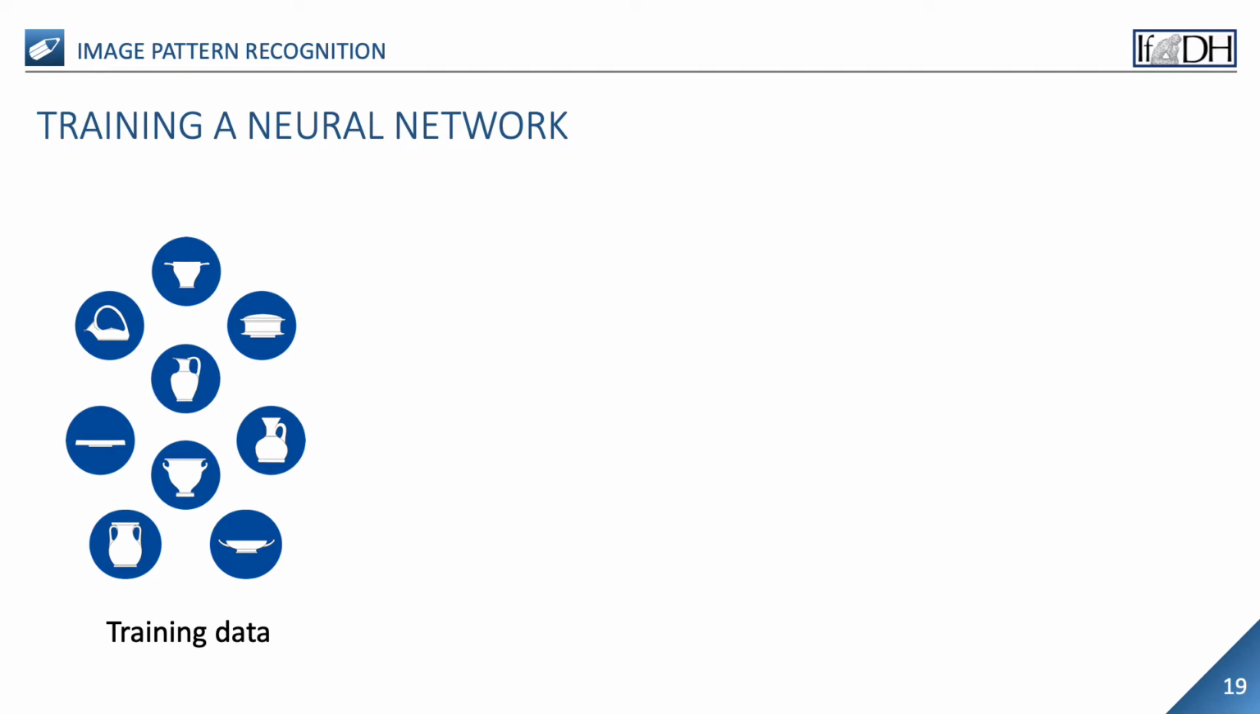For this purpose, a neural network is fed with thousands of annotated photos during the training phase. In our example, there are different vessel shapes that are to be learned. This means that the machine learning model sees this data and thereby learns to recognize patterns or determine which features are most important in the prediction.